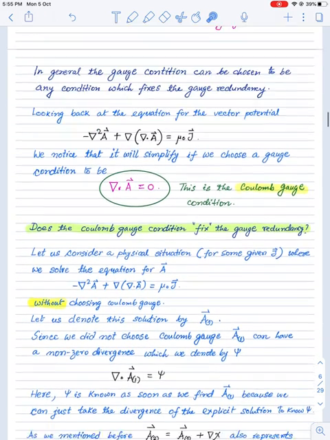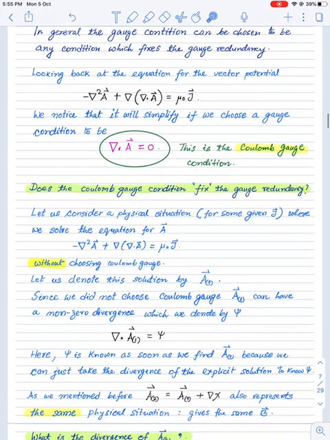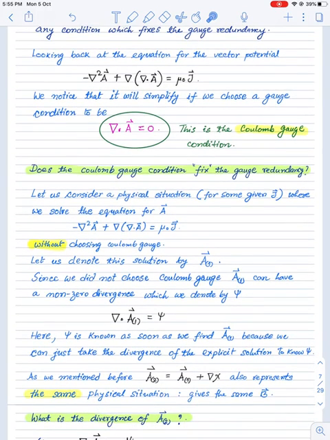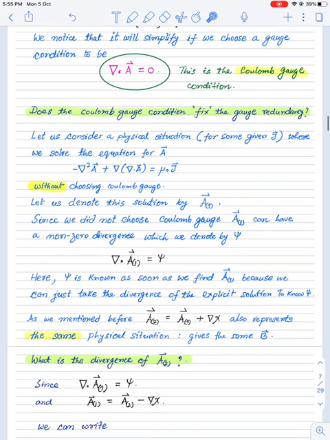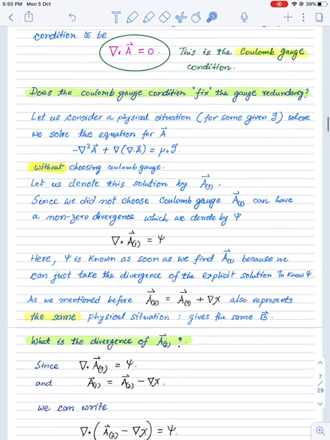And basically, we can always choose it. We can show this in the following way, that it is always possible to choose this gauge condition. By the way, this condition has a name. It's called the Coulomb gauge condition. The fact that the divergence of A is equal to 0 is called the Coulomb gauge condition. So let's see if we can always choose this gauge condition and fix the gauge redundancy completely. Let's see if that is possible.